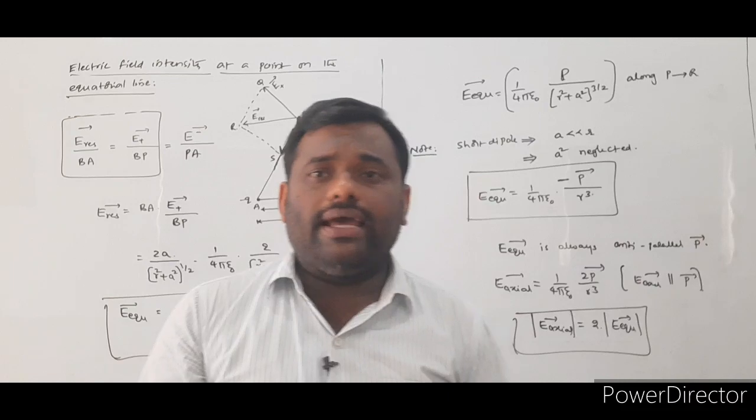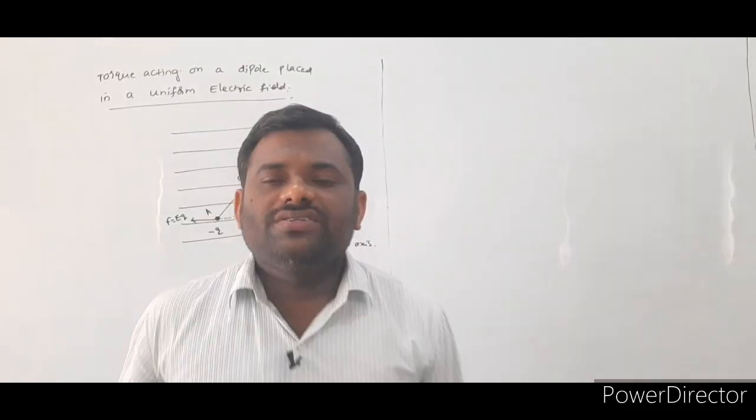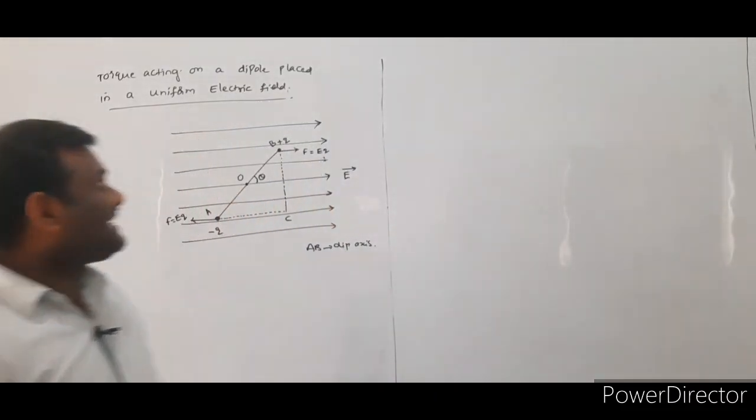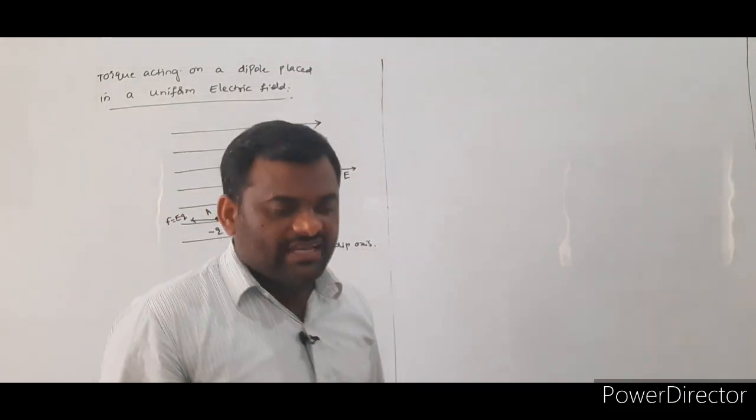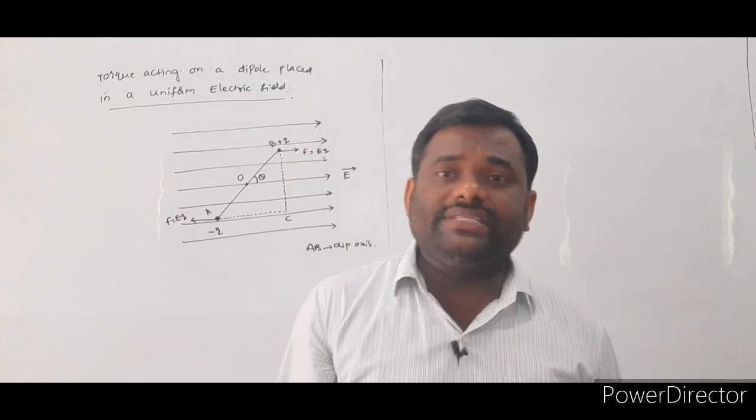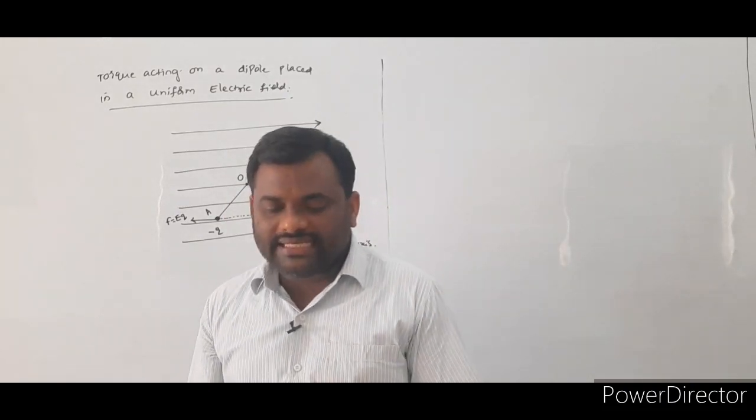So this is the complete derivation for the electric field intensity at any point on the equatorial line. Very important concept. Okay. See the next concept. Torque acting on the dipole which is placed in the uniform electric field.